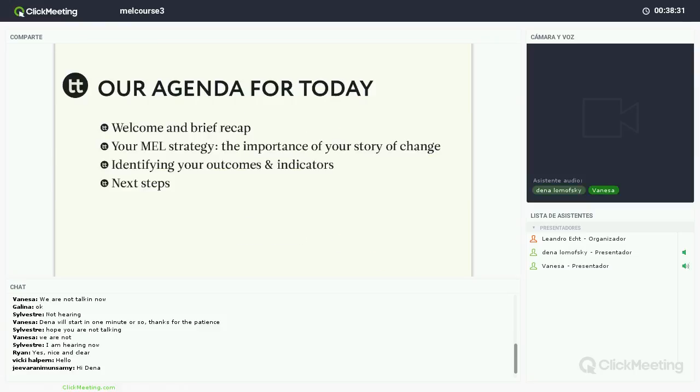Okay, so today we are going to briefly recap where we are, and the two main issues that we will address are related to the contents of the modules that you are going through: how to develop a strategy and the story of change that is behind it. And then we'll delve into outcomes indicators. We'll try to go through some of them and discuss them with you today.